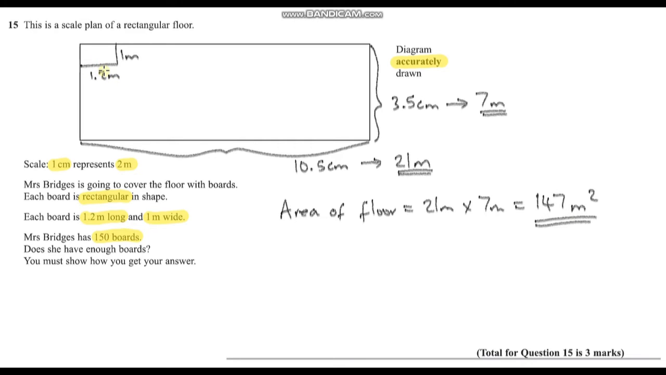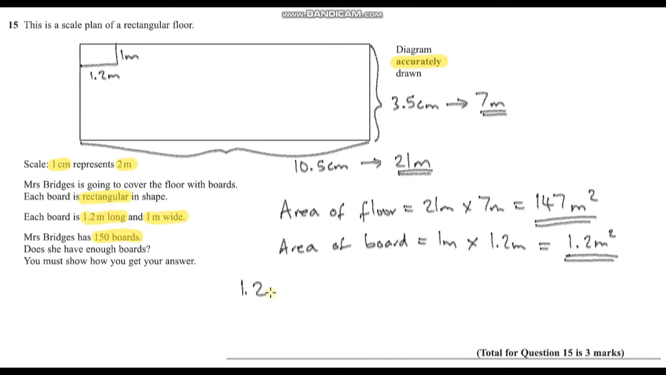Now let's work out the area of each board. So area of a board, well, it's going to be 1 meter times 1.2 meters. Well, that's just going to be 1.2 meters squared. So we've got the area of the board and the area of the floor, and Mrs. Bridges has 150 boards. So if we multiply the area of each board by 150, hopefully the total area will be at least 147.